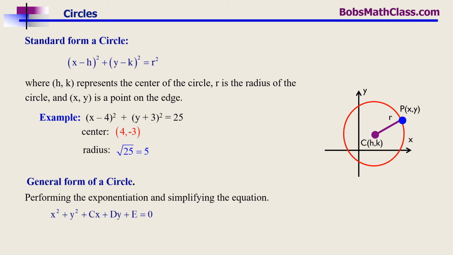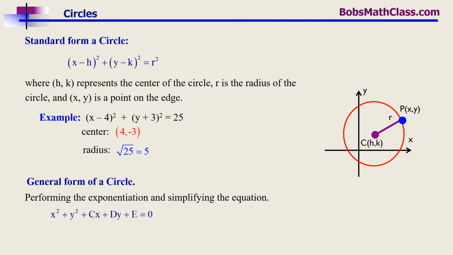Okay, we have two forms for a circle. This first one is called the standard form of a circle: (x minus h) squared plus (y minus k) squared equals r squared. The center is (h, k). So (h, k) represents the center of the circle, r represents the radius of the circle, and (x, y) is a point on the edge, any point on the edge.